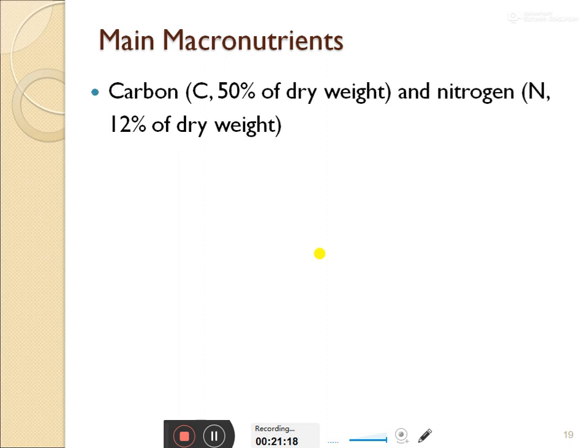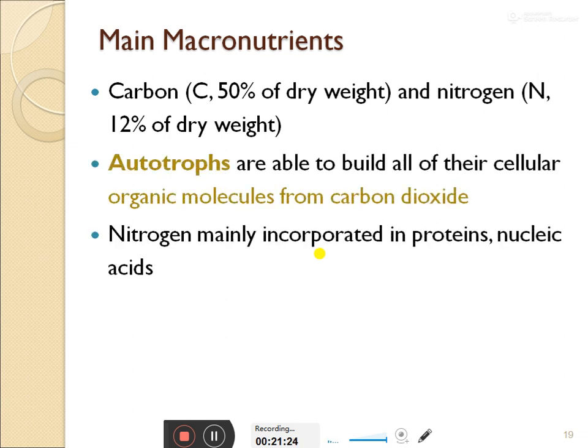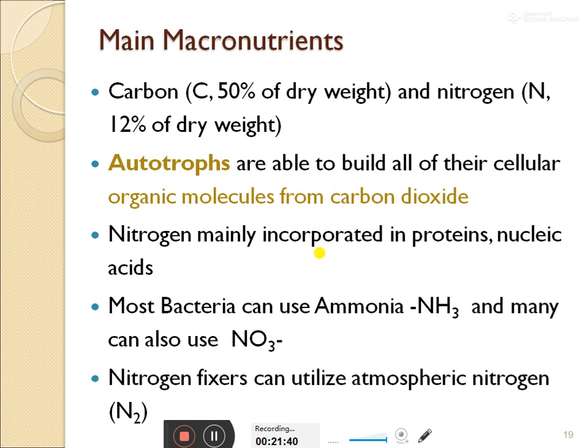So, carbon, 50% of dry weight, and nitrogen, 12% of dry weight, are required. Autotrophs are able to build all their cellular organic molecules from carbon dioxide. Nitrogen is mainly incorporated in proteins and nucleic acids. Most bacteria can use ammonia and can also use NO3 minus. The nitrogen fixers can utilize the atmospheric nitrogen N2 for their growth.